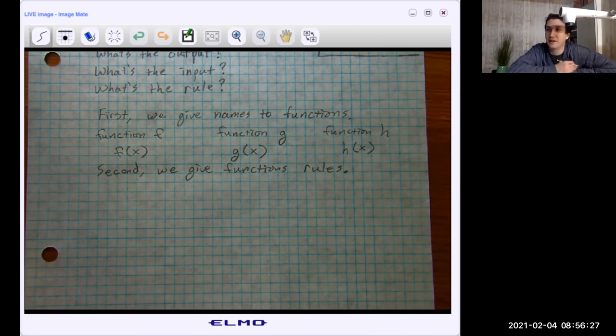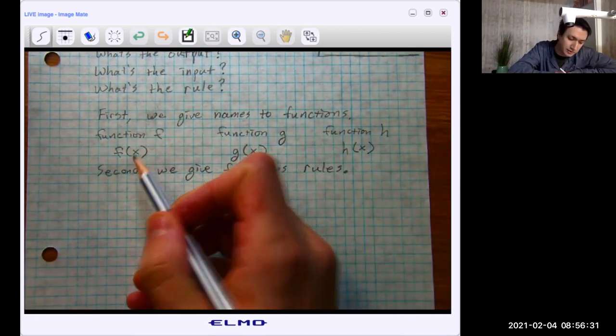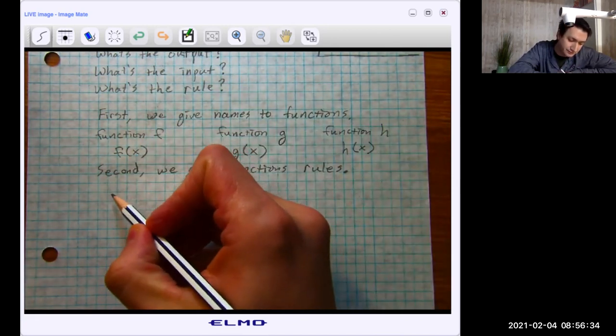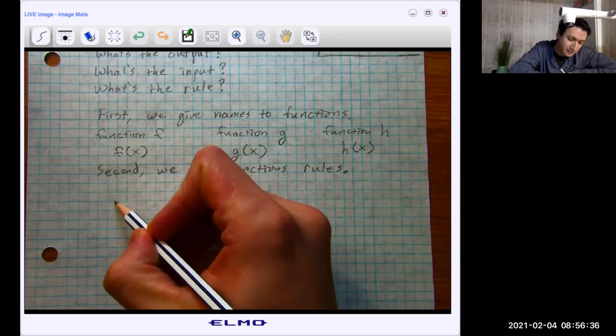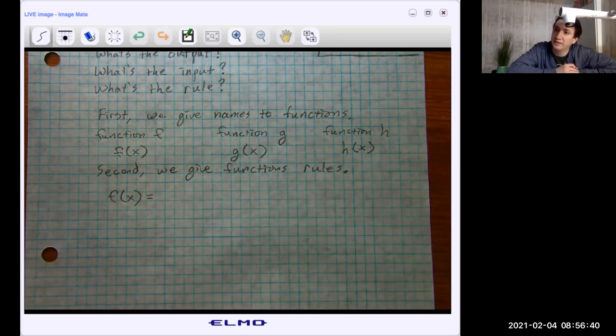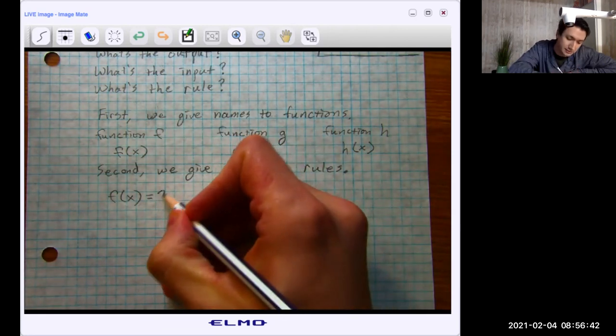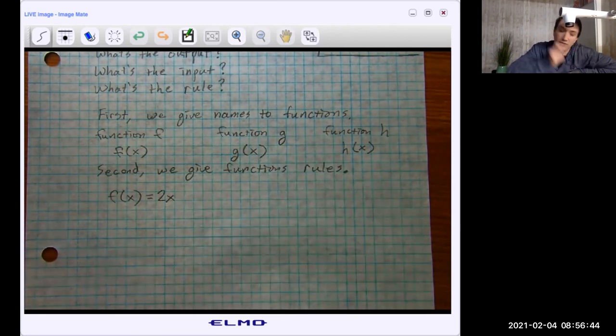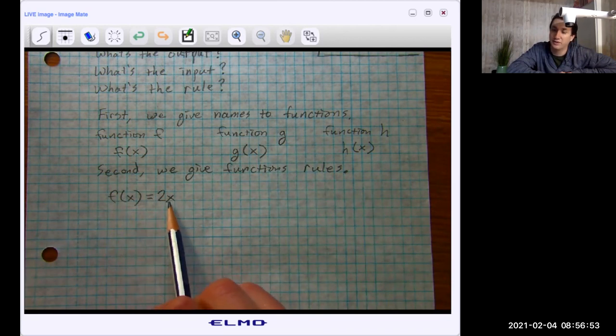So I'm just going to make this up. Let's give function f a rule. Let's say, so first I need to write function f. So function f. Let's say the rule is 2 times x. Then what this means is my function f is equal to 2 times x. That means my function f is following the rule where it's doubling the x's every time.